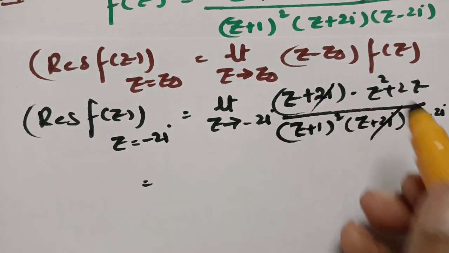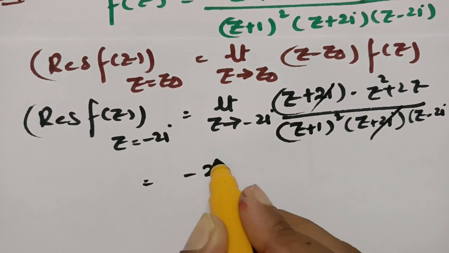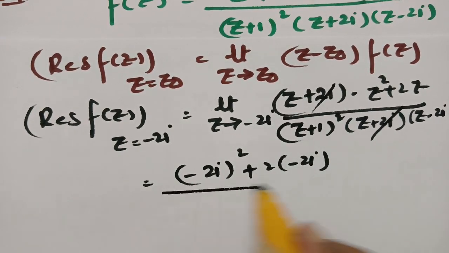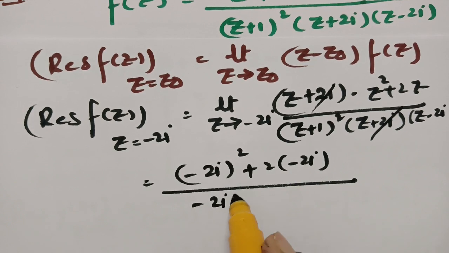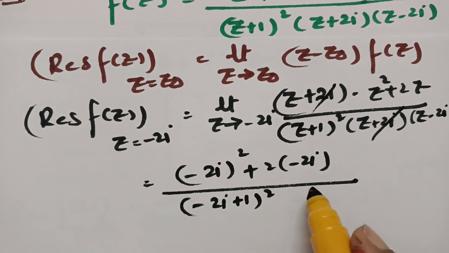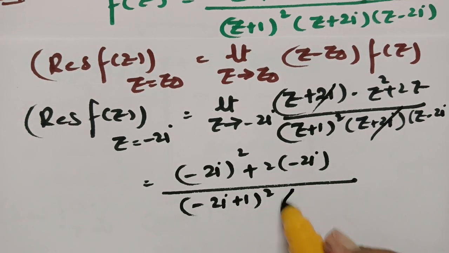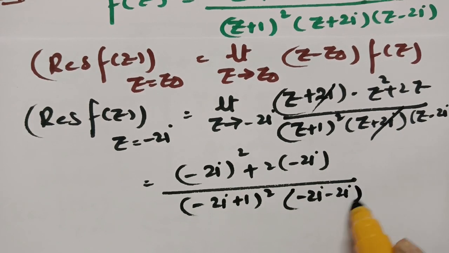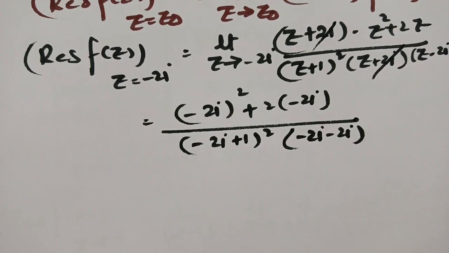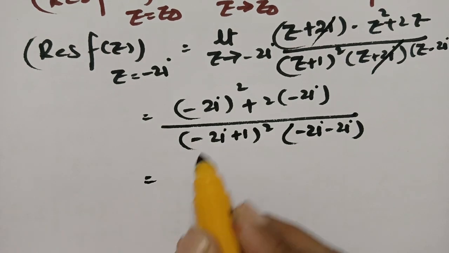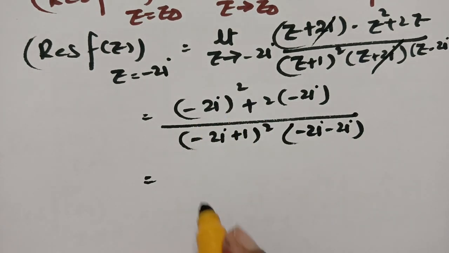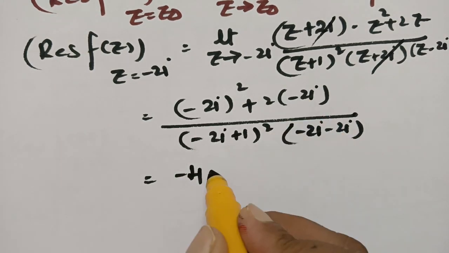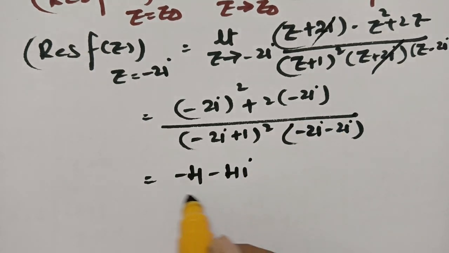So after substituting z value as minus 2i, this will be (minus 2i) square plus 2 into minus 2i, by (minus 2i plus 1) whole square into, in place of z, if I write minus 2i, this will be minus 2i into minus 2i. So clearly, minus 2 square is nothing but 4, and i square value is minus 1. So this is minus 4i, clear?